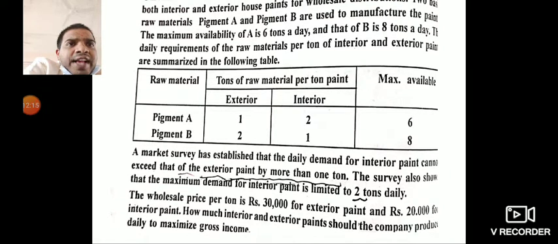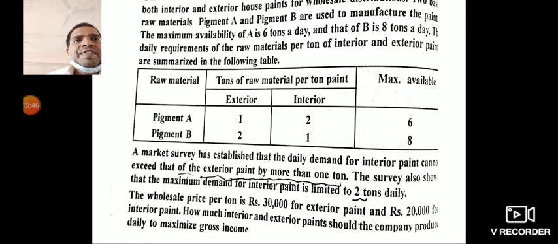A market survey has established that the daily demand for interior paint cannot exceed that of exterior paint by more than 1 ton. The survey also shows that maximum demand for interior paint is limited to 2 tons daily. The wholesale price per ton is rupees 30,000 for exterior and rupees 20,000 for interior paint. How much interior and exterior paint should the company produce daily to maximize the gross income?